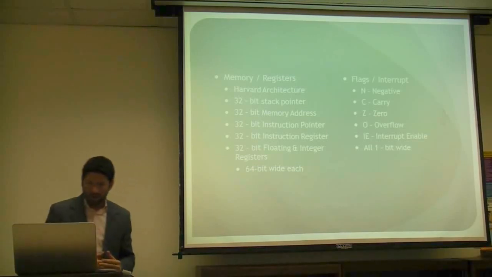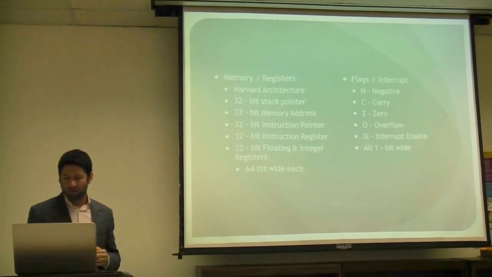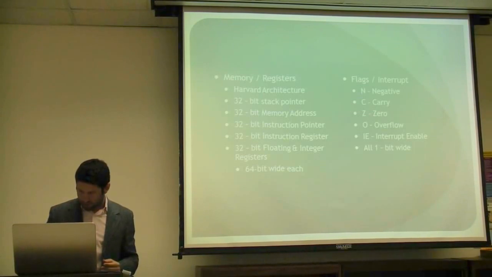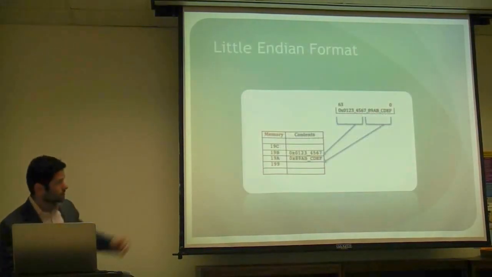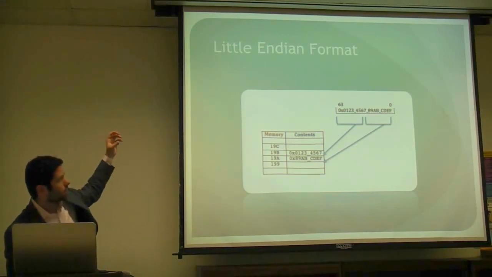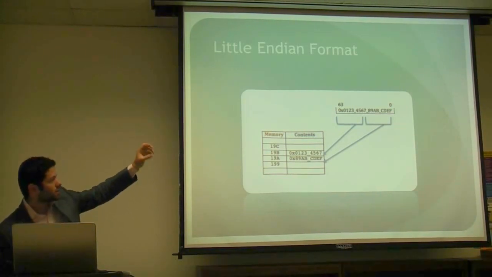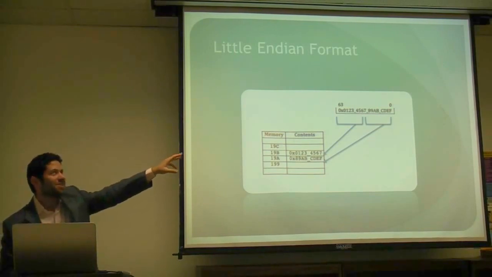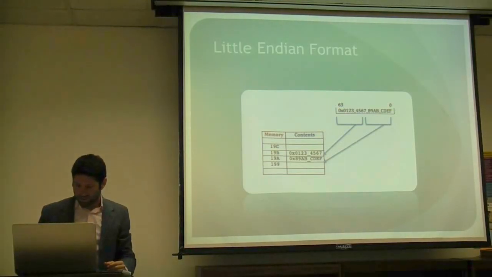64-bit flag. And for our flags, we have the negative, the carry, the zero, the overflow, and the interrupt enable. All of those are 1-bit wide. And our format is Little Endian format. So as you can see from this picture, top 63 to 32 go first. Then we have the reverse. 31 to 0 go first, and then the 63 to 32.